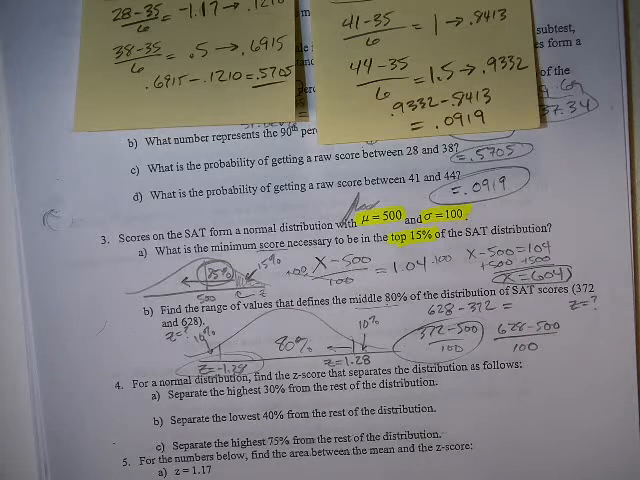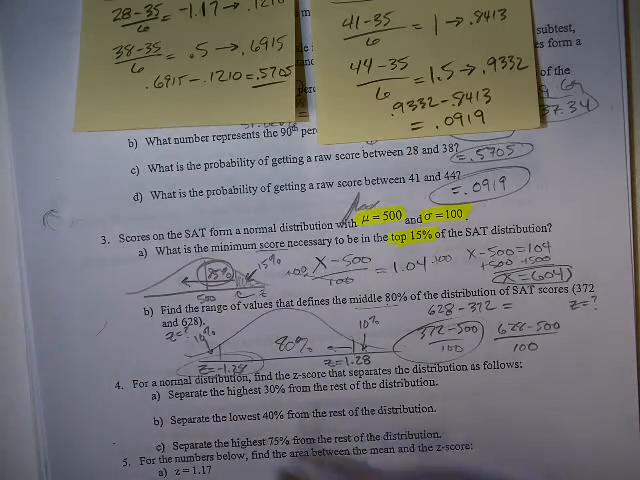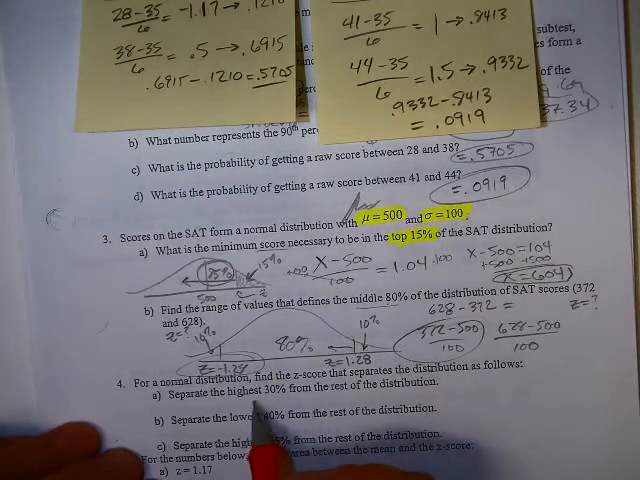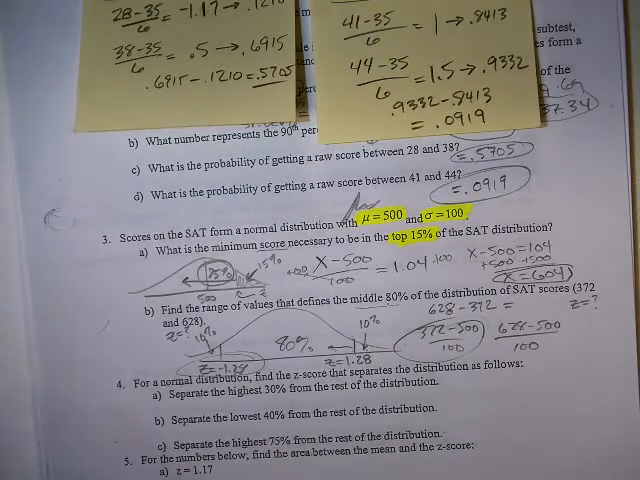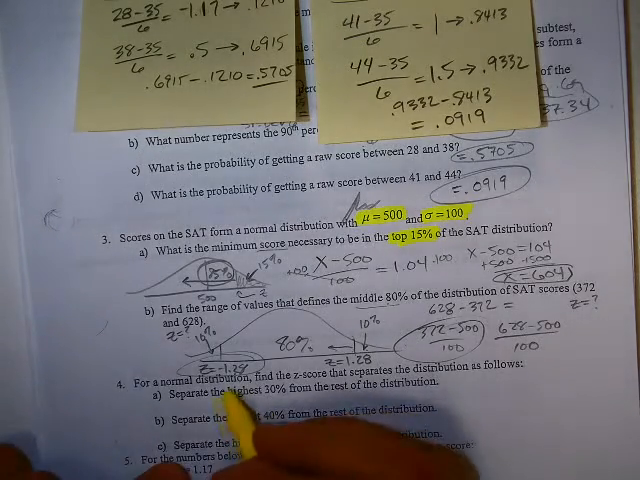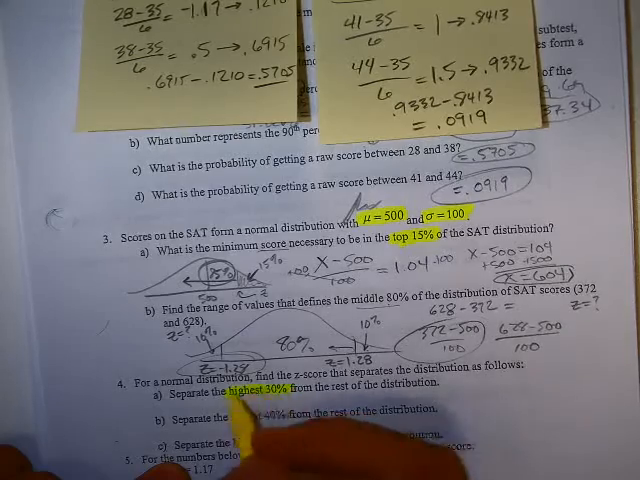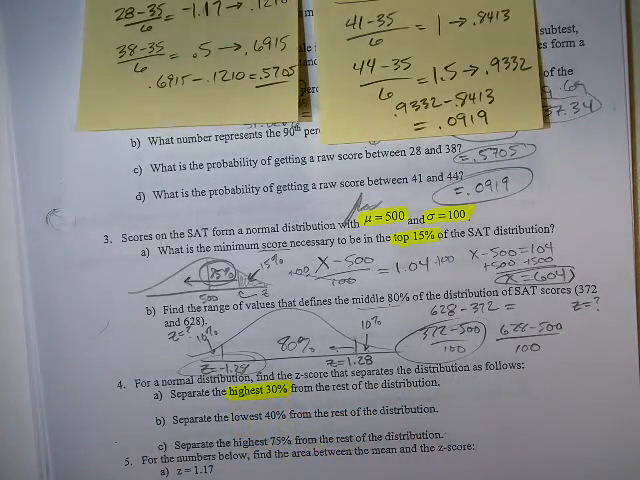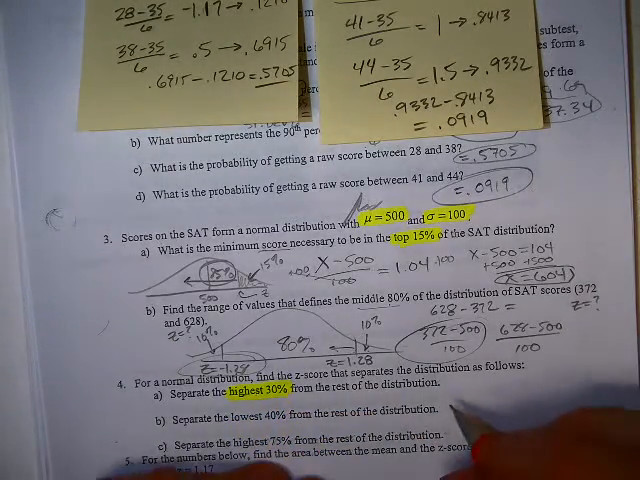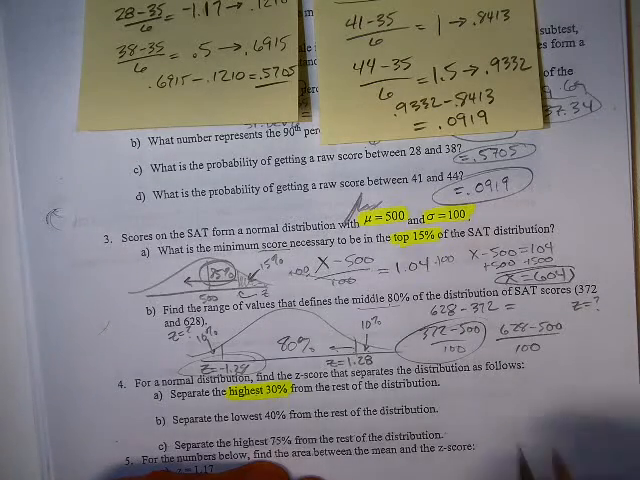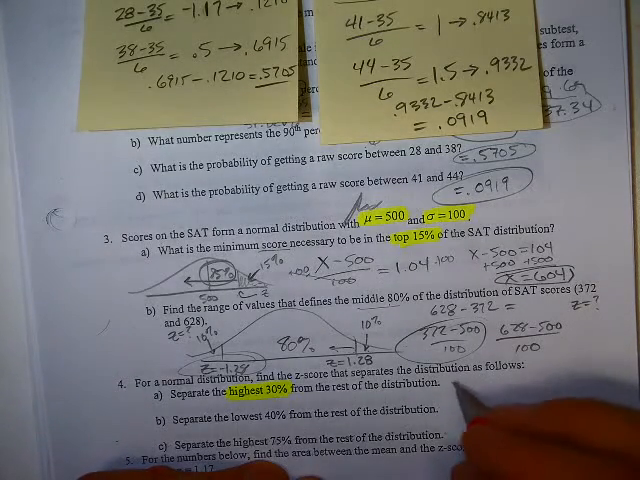So 4 and 5 are really just translating from percent to z-score or z-score into percent. So the trick here for 4a though is saying that it's the highest 30%. So if you go looking for 30%, you're going to find it on the negative side, and that's probably not going to give you the answer you want.